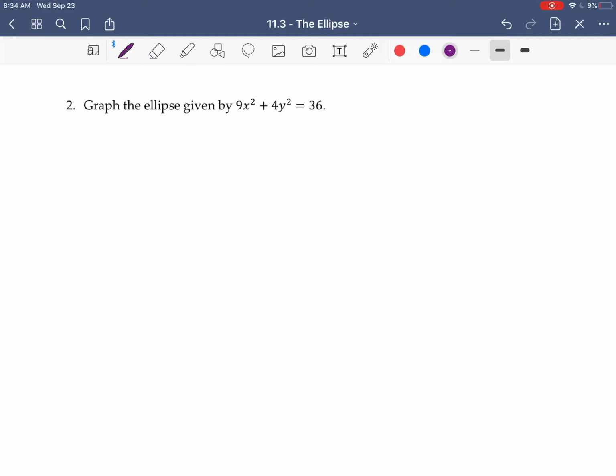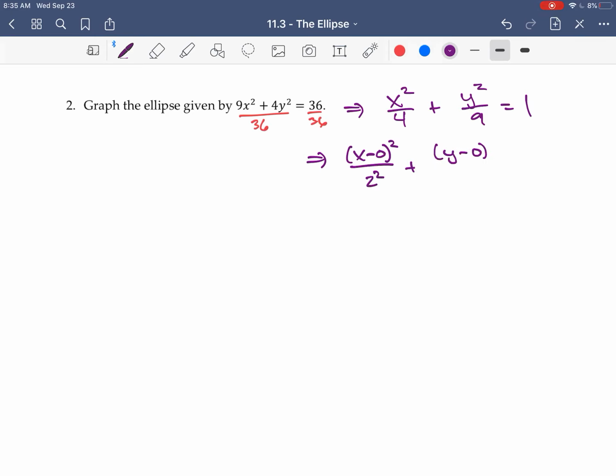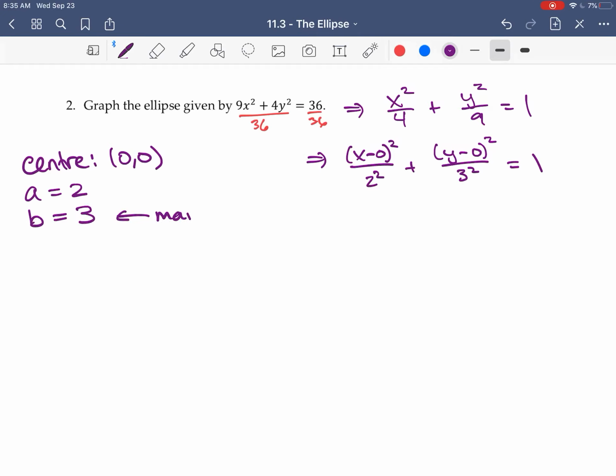Graph the ellipse given by 9x squared plus 4y squared equals 36. This is not in the form of the ellipse, because remember it's always equal to 1. But we can make it in that form simply by dividing both sides by 36. That's going to give x squared over 4 plus y squared over 9 equals 1. Now this is in the form, because it's x minus 0 squared over 2 squared plus y minus 0 squared over 3 squared equals 1. So we know that it has center (0, 0). The a value is 2 and the b value is 3. That means that this is the major axis.